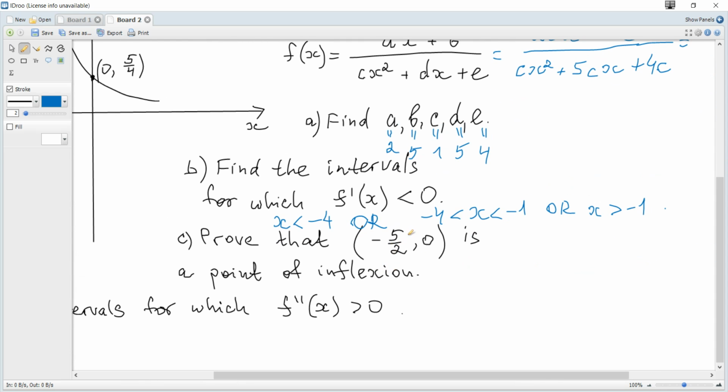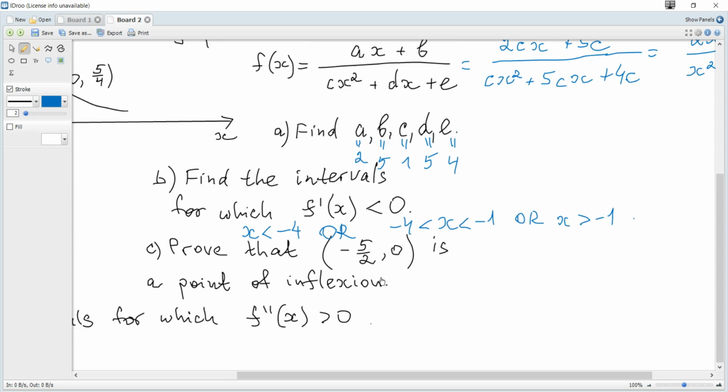The next, prove that (-5/2, 0) is a point of inflection. The necessary condition is that the second derivative must be 0 at this point, and also we should show that the second derivative changes sign passing through this point, or it's also acceptable to show that the third derivative at -5/2 is not 0. Or consider the second derivative at a point a bit left and a point a bit right, and show that second derivative changes sign.